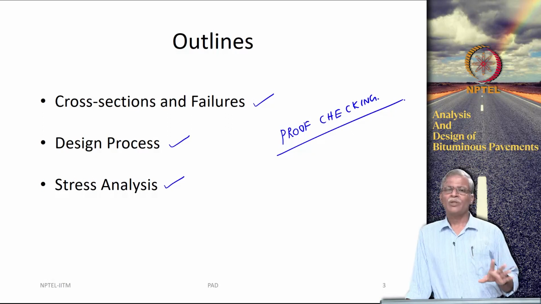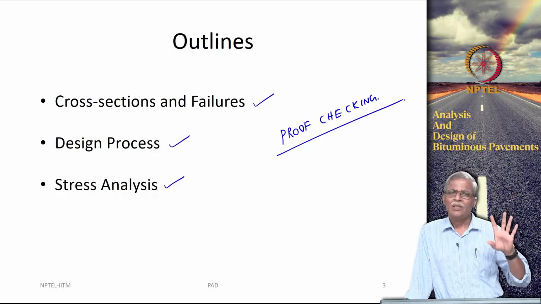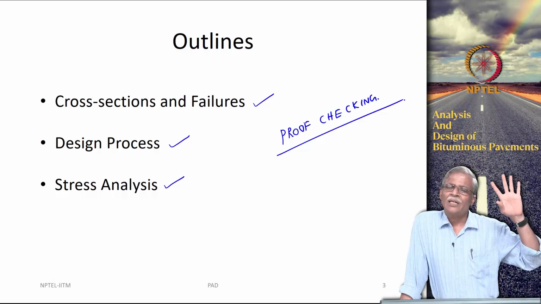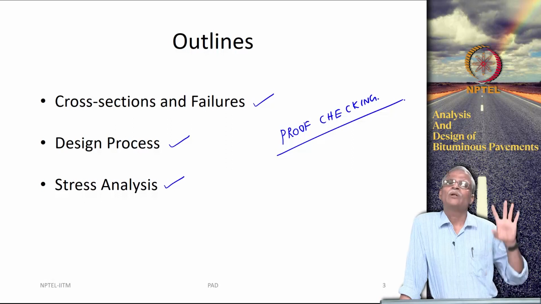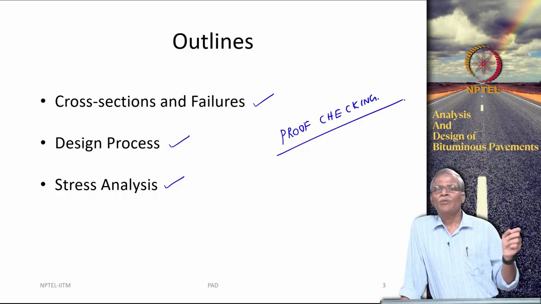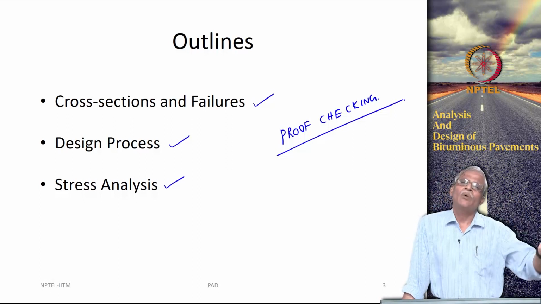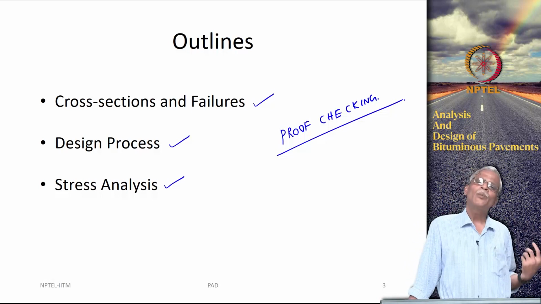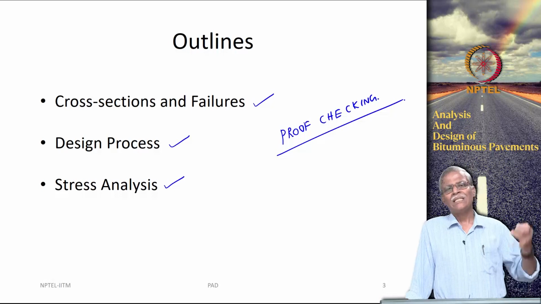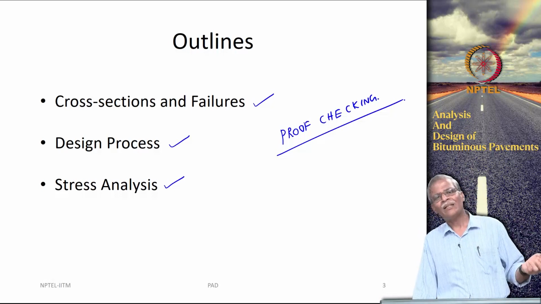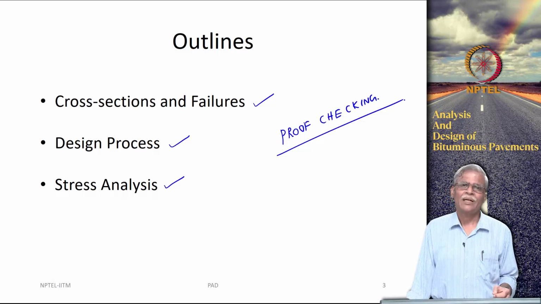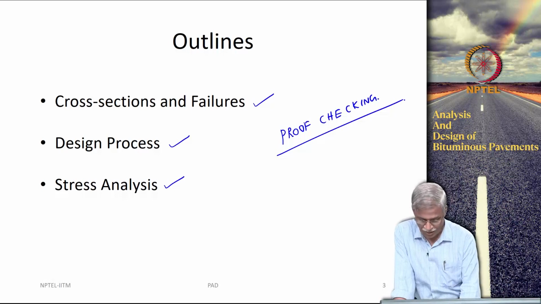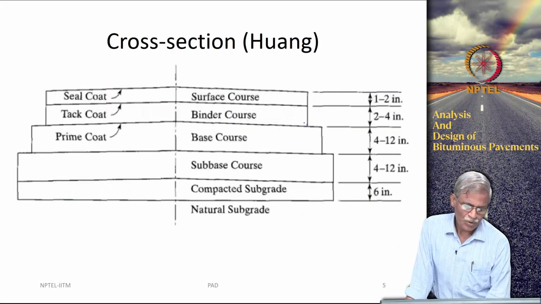So, what we first want to find out is that these are the different cross sections and each layer in a cross section has a specific role to play. We will first understand intuitively what really are the failure conditions, then we will try to compute the critical stresses and strains related to those failure criteria, and for that we need to use a stress analysis procedure. So, that is the outline that I am going to take here.